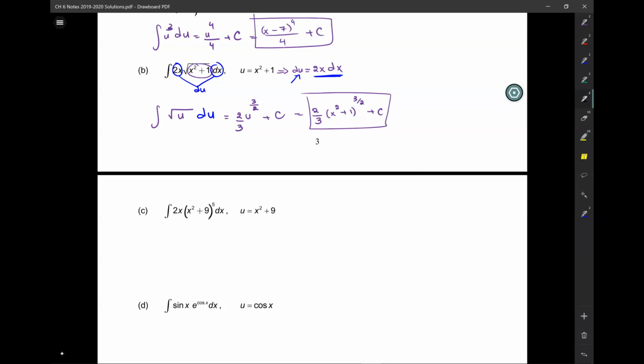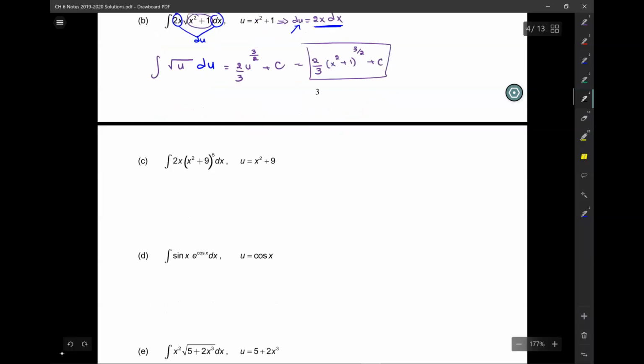This is where it gets fun, right? The integrals from chapter 5 were boring. This is where all the action is.